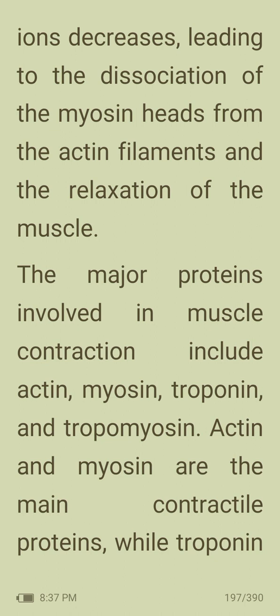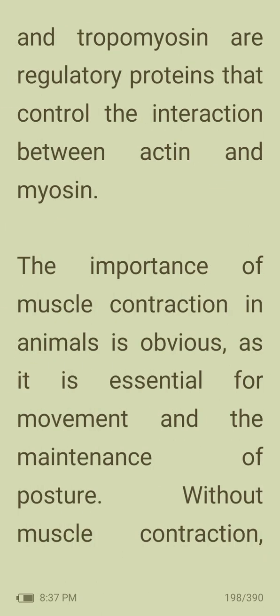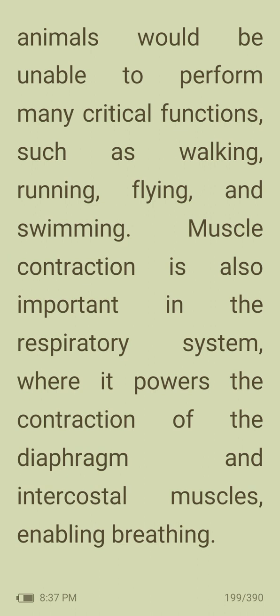The major proteins involved in muscle contraction include actin, myosin, troponin, and tropomyosin. Actin and myosin are the main contractile proteins, while troponin and tropomyosin are regulatory proteins that control the interaction between actin and myosin. The importance of muscle contraction in animals is obvious, as it is essential for movement and the maintenance of posture. Without muscle contraction, animals would be unable to perform many critical physical functions such as walking, running, flying, and swimming.